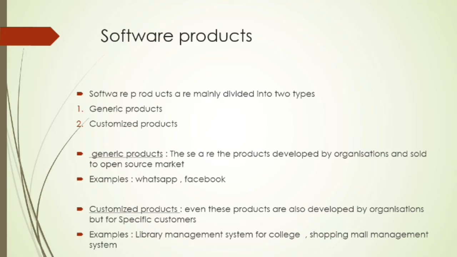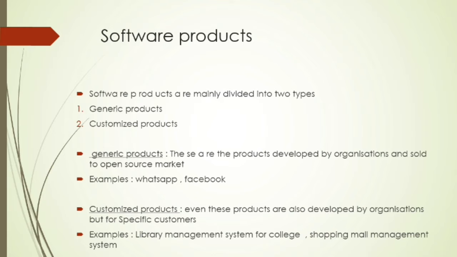software products. What are the general products available in the market? We all know what a software product is: the end product which is delivered to the client to meet their features and demands. Generally, these software products are mainly divided into two types. One is generic and another is customized product. The first one is generic products.